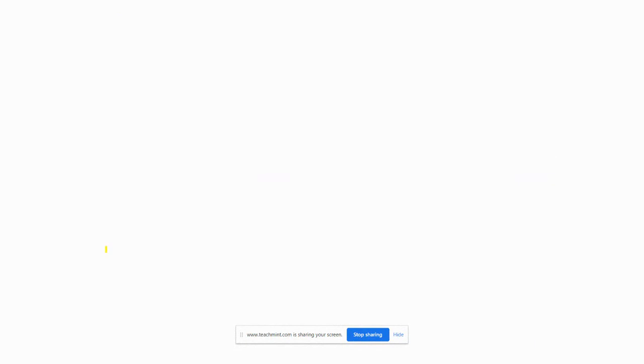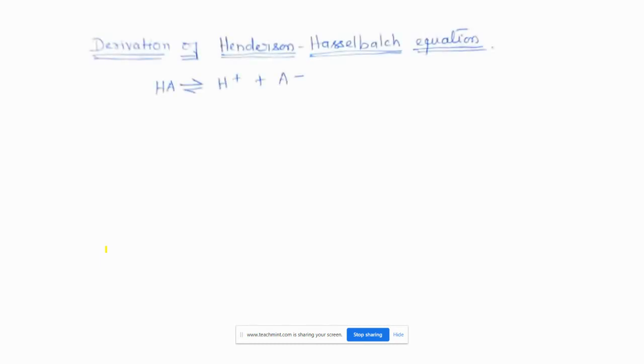Okay, so now all of you take paper and pen, because we are going to derive the Henderson-Hasselbalch equation now. All of you write the derivation. We have to start from the ionization reaction of the weak acid. Consider this as the weak acid. It may be acetic acid, citric acid or any acid. HA is a weak acid.